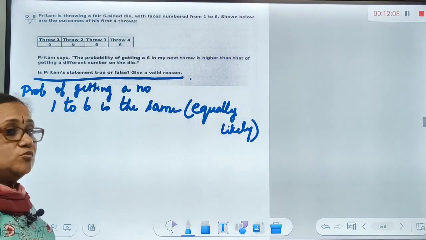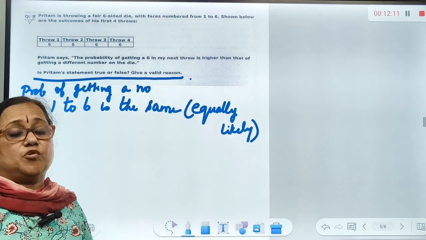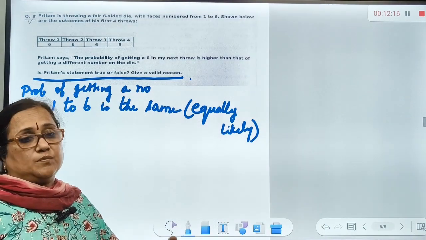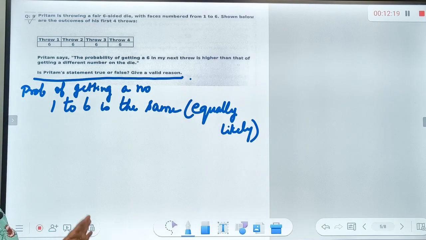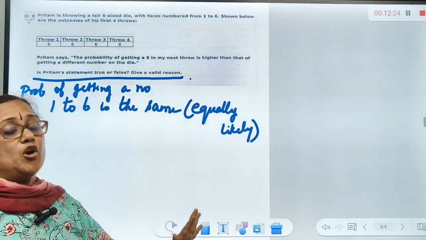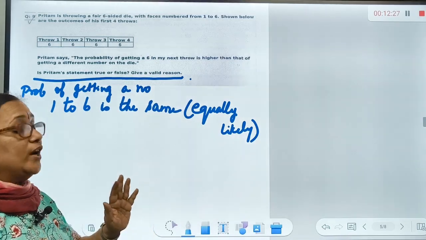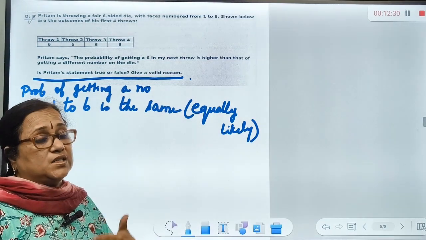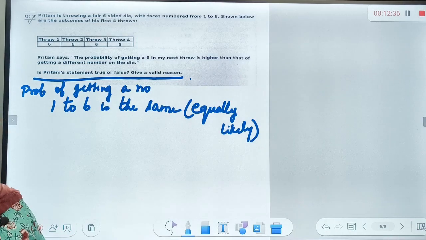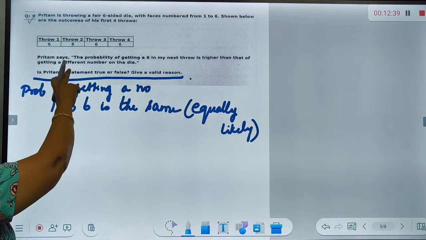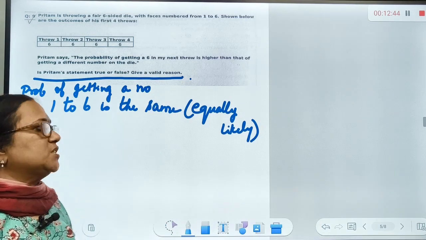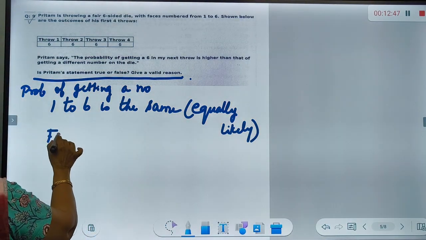So probability of getting 1 is 1 by 6, probability of getting 2 is 1 by 6, probability of getting 3 is 1 by 6, like that up to 6, probability of getting 6 is also 1 by 6. Just because you got 4 sixes in the first 4 throws, you cannot say there is more chance of getting 6 in the next throw. It is the same as any other throw. The probability of getting 6 is again 1 by 6. So next time also it's going to be 1 by 6. So Preetham's statement is false.